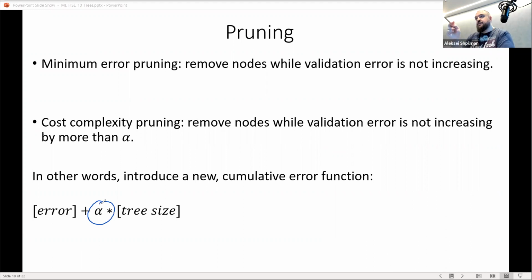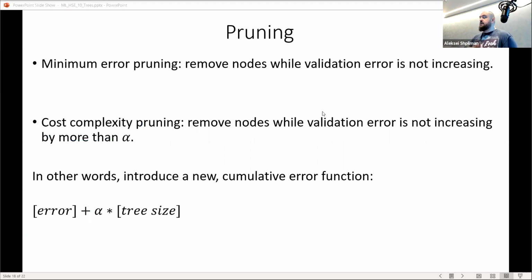If the validation error is not increased by alpha or more, I should cut off the leaf, right? So if I gain alpha, but I do not lose alpha here, I should cut off the leaf. And that's cost complexity pruning. So you put a cost on tree complexity.